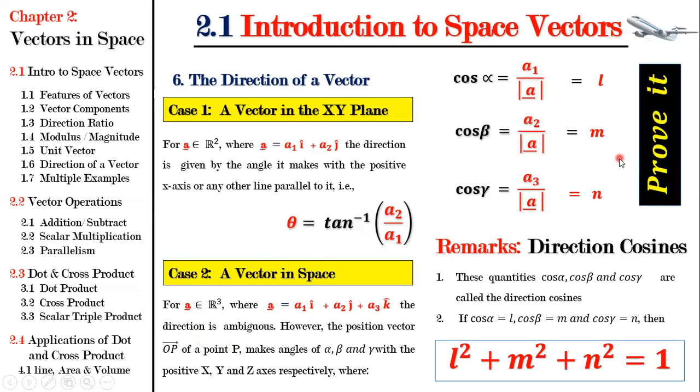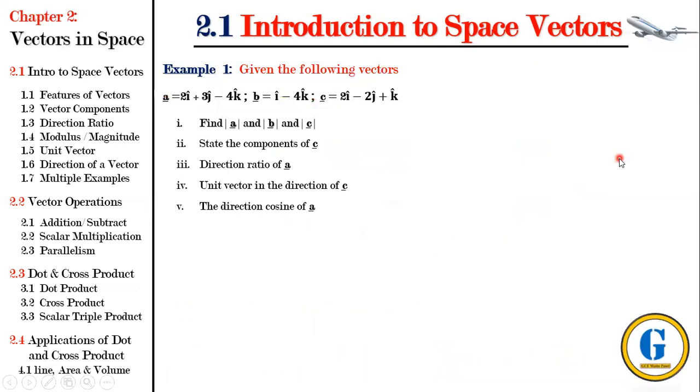Okay, now let's move on. So let's take the first example. You are given the following vectors: A equals 2i plus 3j minus 4k, B equals i minus 4k, and C equals 2i minus 2j plus k. Sub 1, find the modulus of A, B, and C. Sub 2, state the components of C. Sub 3, the direction ratio of A. Sub 4, the unit vector in the direction of C. And sub 5, the direction cosines of A. So now we are going to touch all of those things we have just looked at in this particular example.